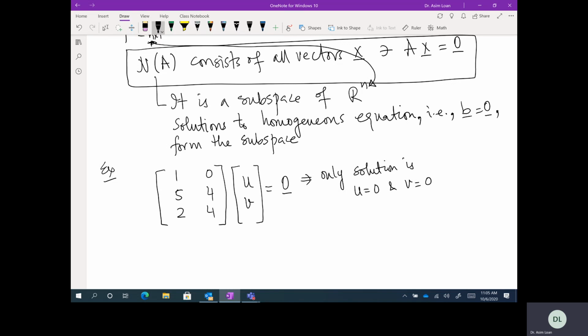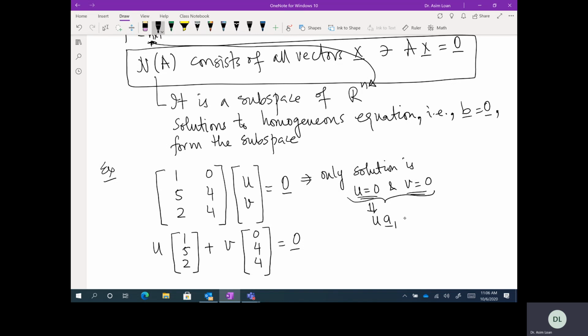And how do we do that? Just an aside here, what we are doing is U times 1 5 2 plus V times 0 4 4, and we are saying this is 0. So the only solution is when U is equal to 0 and V is equal to 0. This simply means U times column 1 of A plus V times column 2 of A is equal to 0.